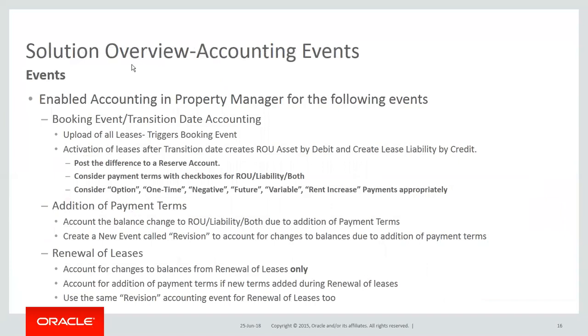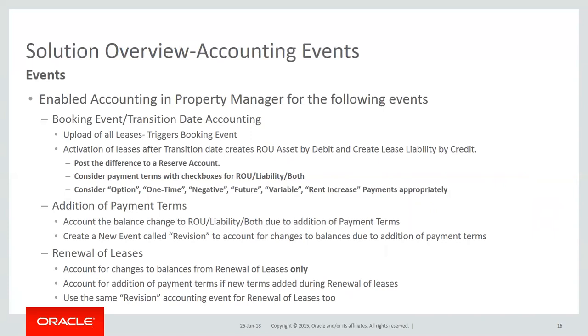So as I explained, when you book a lease, when you activate a lease or you do transition activity for your leases, the booking event is triggered, your amortization, your ROU and liability get created, they get accounted properly. And these ROU and liability also consider your options, your one-time amounts, negative amounts, future amounts, variable amounts, rent increase amounts. This is all based on your configuration. If you want variable and rent increase to be included in the calculation, then you can achieve that from payment term templates. I'll be showing that in a minute.